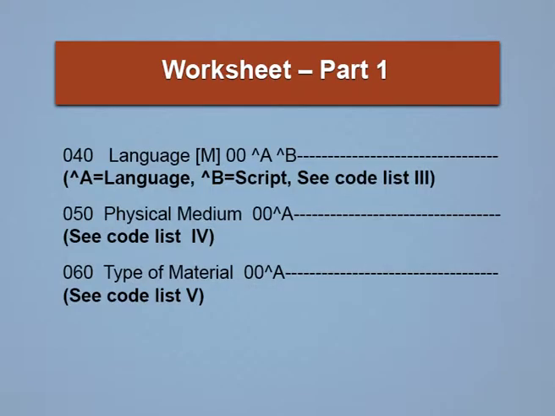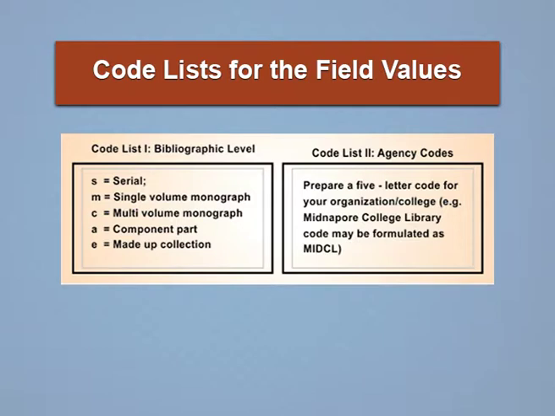Similarly, if you go back to field 050 physical media and 060 type of materials, in both cases codes are given. In 040 the bibliographical level, S is serial, M is single volume monograph, C is multi volume monograph, and so on. And as I told you, for the source of the record, you need to create a 5-letter code.